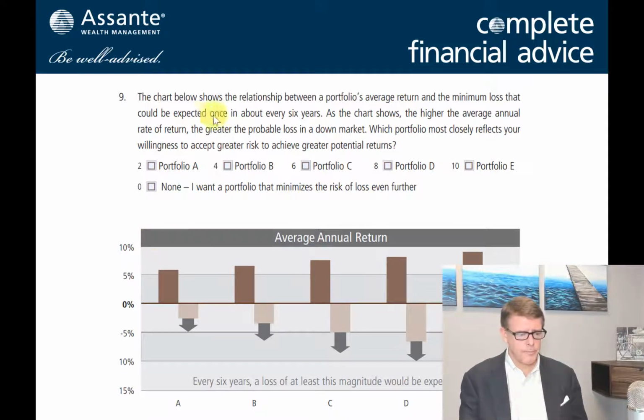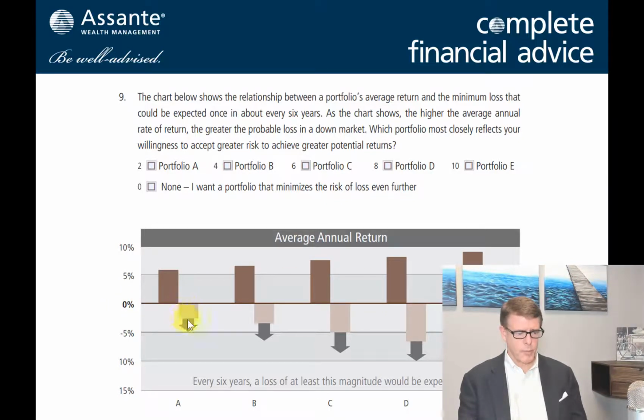So this question says, the chart below shows a relationship between a portfolio's average return and the minimum loss that could be expected once in every 6 years. As the chart shows, the higher the average annual rate of return, the greater the probable loss in a down market. Which portfolio most closely reflects your willingness to accept greater risk to achieve greater potential returns? So you've got this range of returns here.